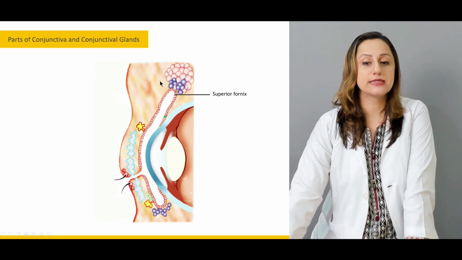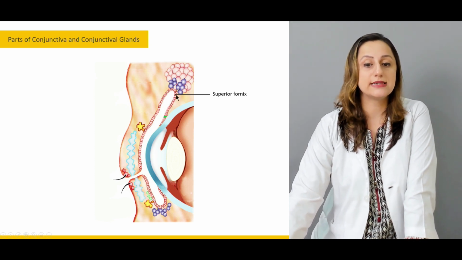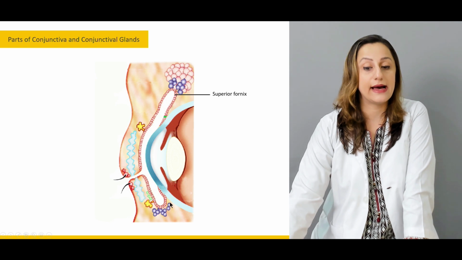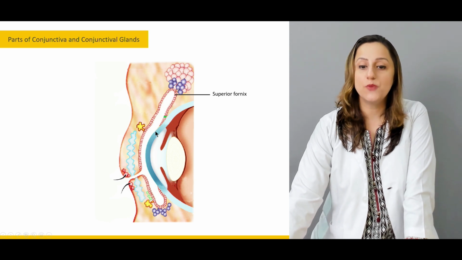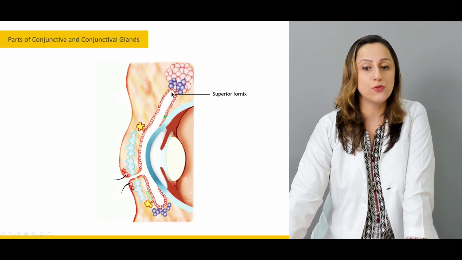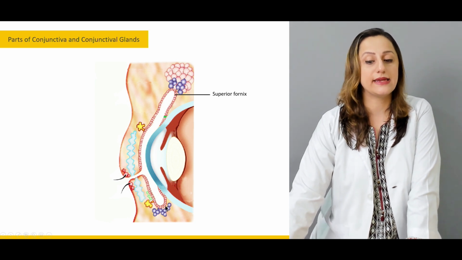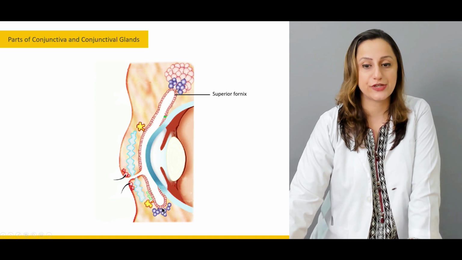We're going to use another term, which is known as the superior fornix, and on the other hand we have the inferior fornix. These are the limitations of the conjunctival sac. The uppermost limitation is the superior fornix, and on the innermost side we have the inferior fornix over here.